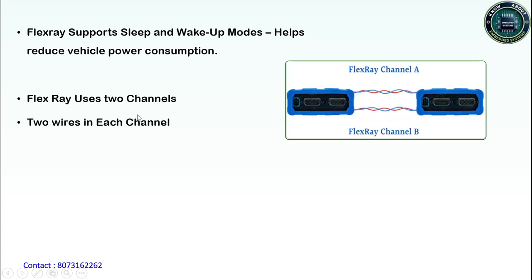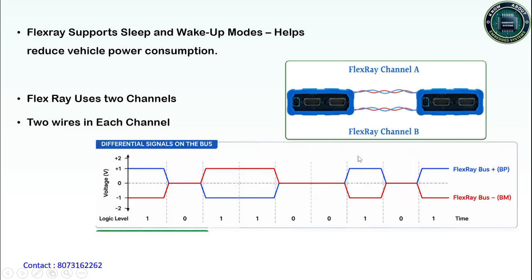FlexRay, as I told you already, uses two different channels. You can use a single channel and you can use dual channel as well. When you use dual channel, we call them channel A and channel B, and each channel will have two lines or two wires. They're called FlexRay bus plus and bus minus. You can see here, the blue color is called bus plus, and the red color you're seeing is called bus minus. Each channel will have two wires, called FlexRay bus plus and bus minus.